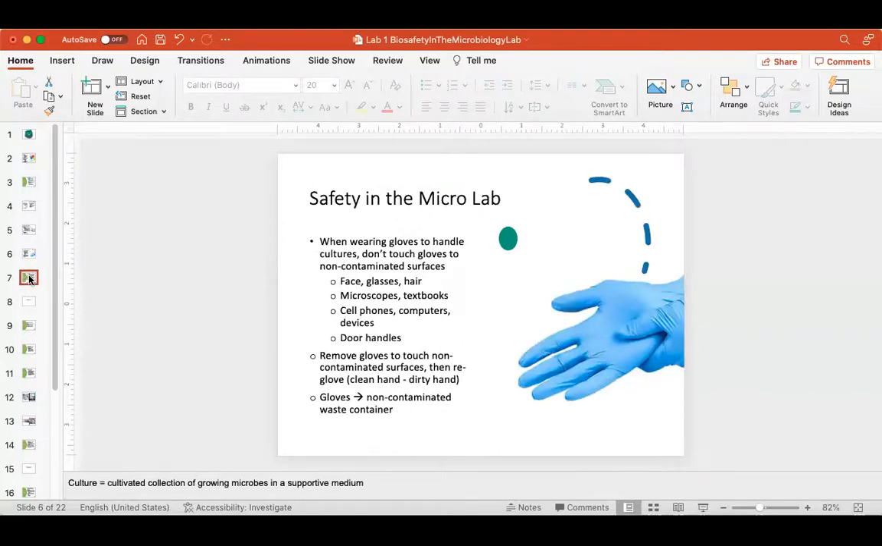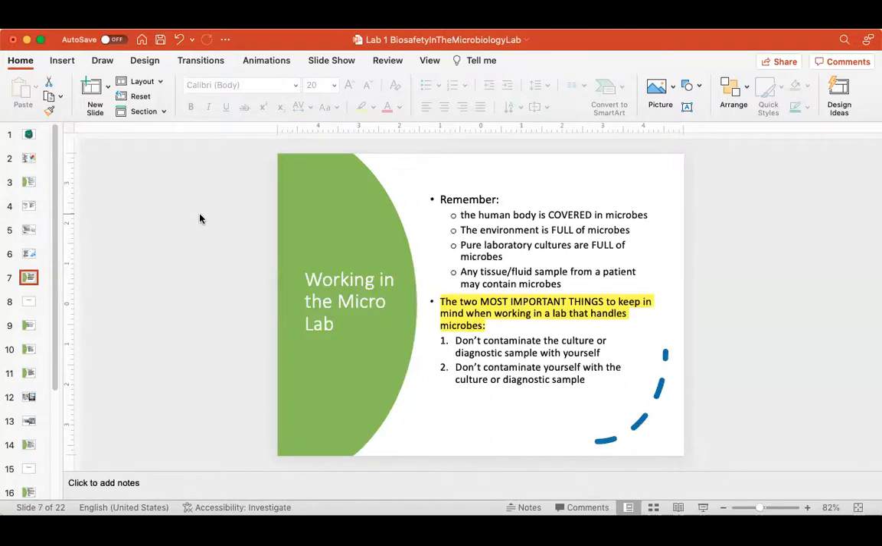We talked about the gloves. Here's something else to remember. When we're working in the microbiology lab, what we're doing most of the time is we're trying to grow cultures of microbes that we are interested in. If we're in a diagnostic laboratory, we're using a sample that we obtained from a patient, and we want to know what kind of microbes are in that sample. We want to know what is in that patient's body. So we're trying to grow those microbes very particularly.